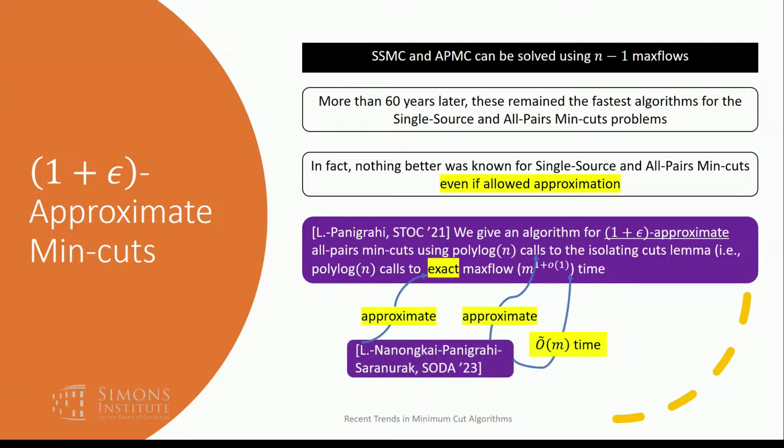So one caveat in this result was that in order to solve approximate all pairs min cuts, we actually required calls to exact max flow. Since then, this has been cleaned up in the sense that it suffices to solve a form of approximate max flow. And this can be solved in near linear time, not just almost linear. This is subsequent work.